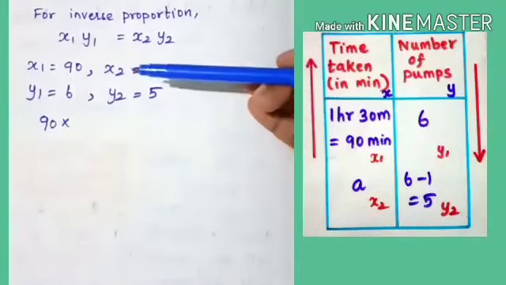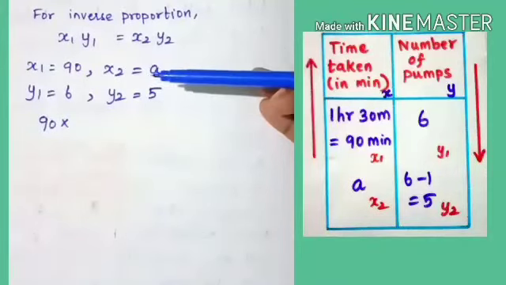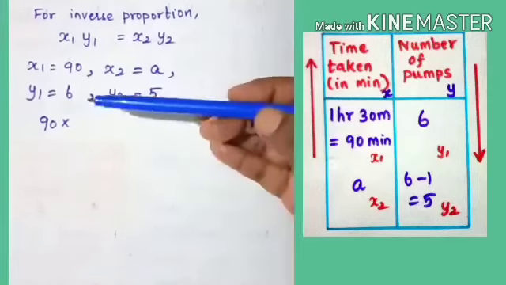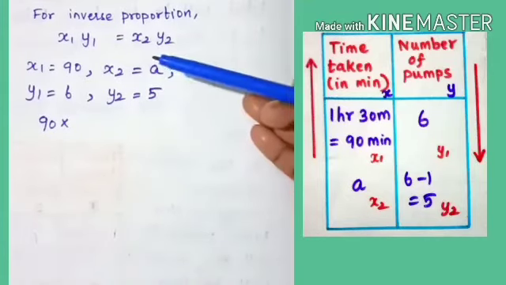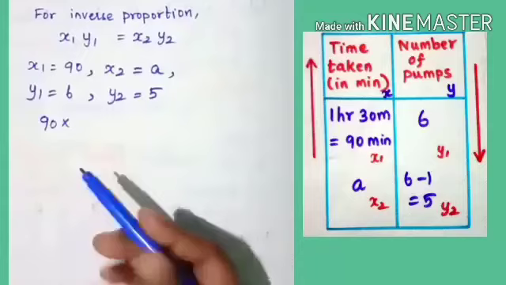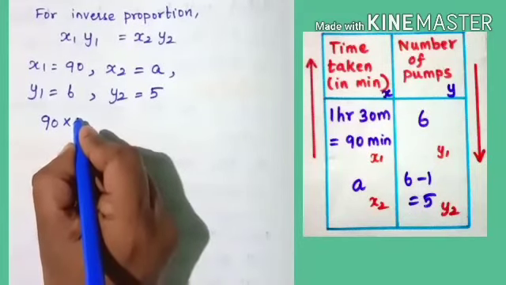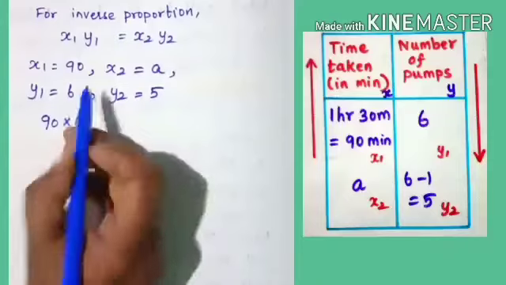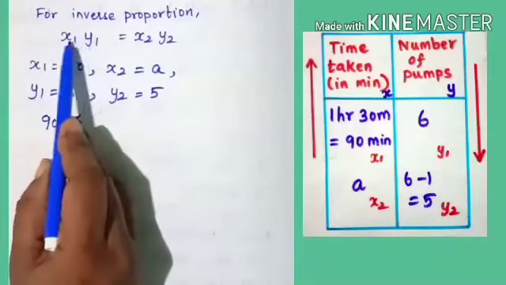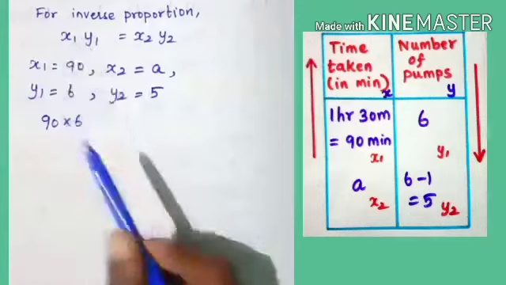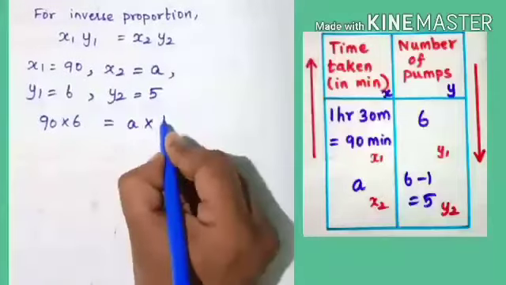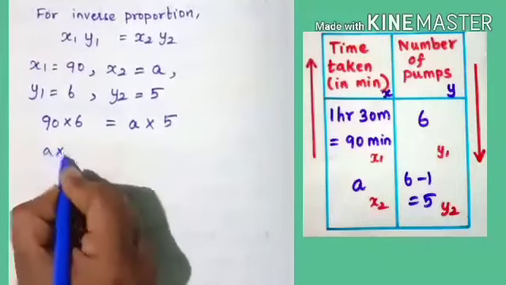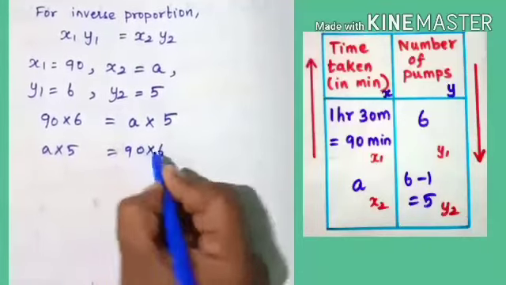And here we know that x1 is equal to 90 minutes and x2 is equal to A, which is the unknown value, the time taken to fill the sump. And y1 is equal to 6 pumps and y2 is equal to 5 pumps. Now substituting all the values in this condition, we get 90 into, what is the value of y1? Which is 6. If there is no sign between two numbers, it is considered as multiplication. And here equal to x2 is A into y2 is 5. Now A into 5 is equal to 90 into 6.